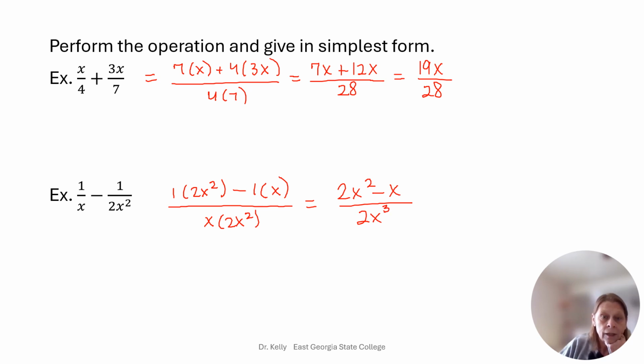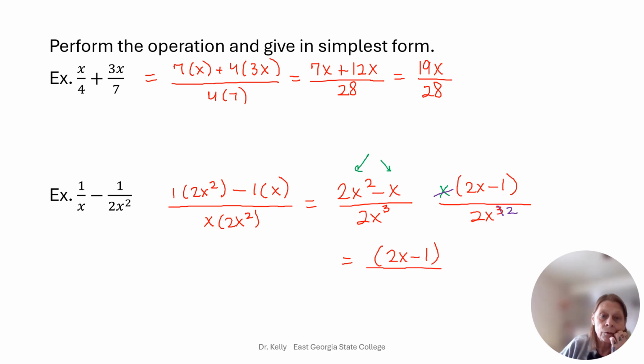And you can notice that there's some extra x's up here. There's more x's. So we can actually pull an x out over our 2x cubed. And now you can only cancel things that are multiplied here. So we've got this x can cancel with one of these guys, leaving 2. And our final answer is 2x minus 1 over 2x squared.